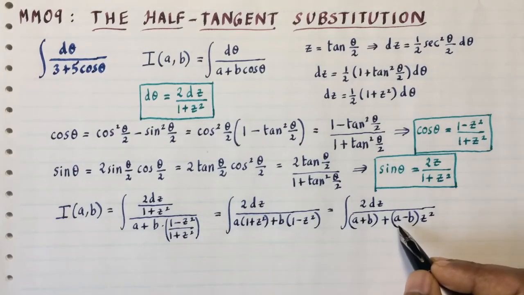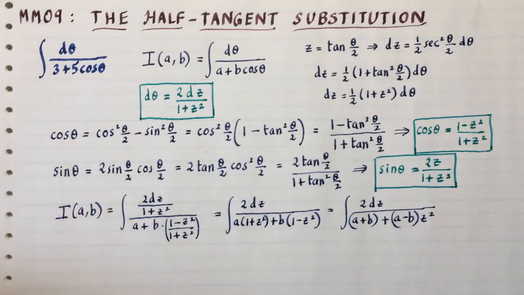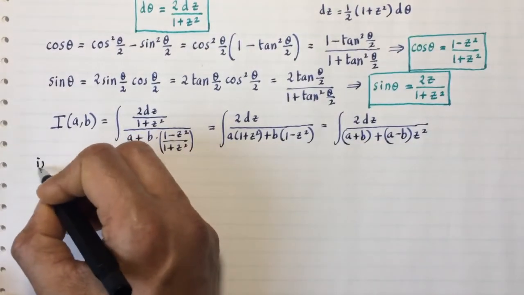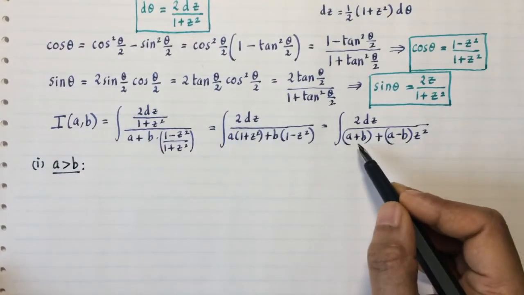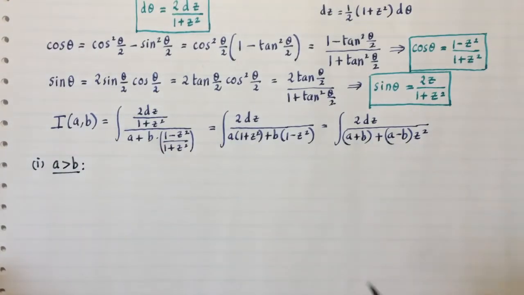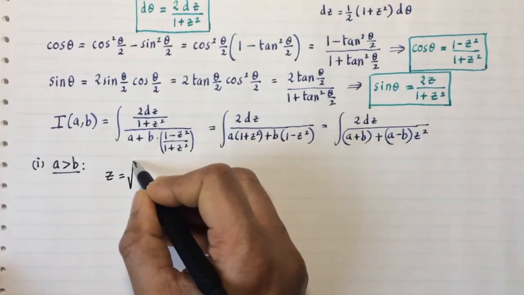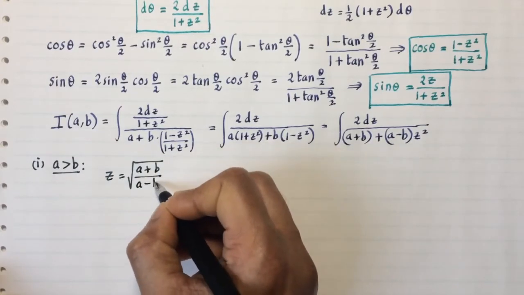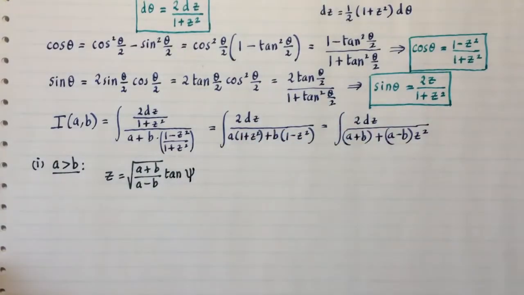Now here there's a contest. Is a bigger than b or b bigger than a? So let's take the two possibilities and examine each one in turn. The first possibility is that a is bigger than b. If a is bigger than b, that's going to be something like 1 plus z squared, so you're going to have a tan substitution. So what I'll do is I'll say z equals the square root of a plus b over a minus b tan of some other angle.